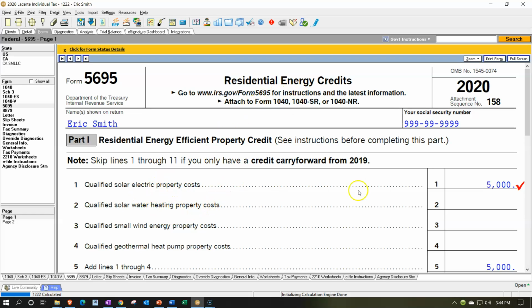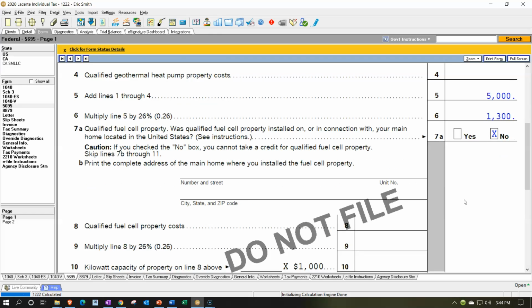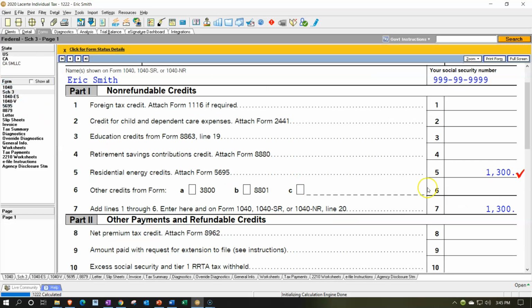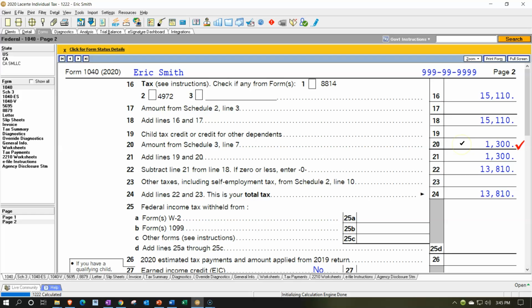So we have the qualified solar property costs. We have the 5,000, and then we're going to multiply line 5 by 26%. So we're getting 26% of it, that being the 1,300. The 1,300 then carries on down and flows forward to Schedule 3. So that'll flow into Schedule 3 here, and that'll flow in then to the 1040 page 2 at the 1,300.